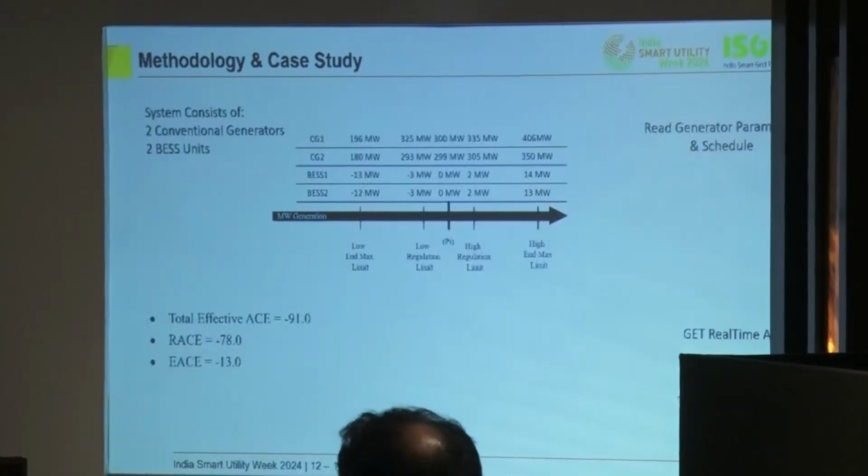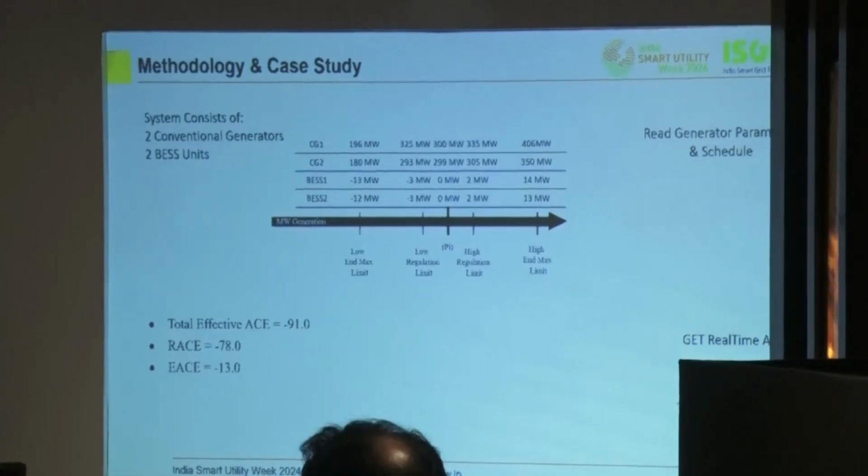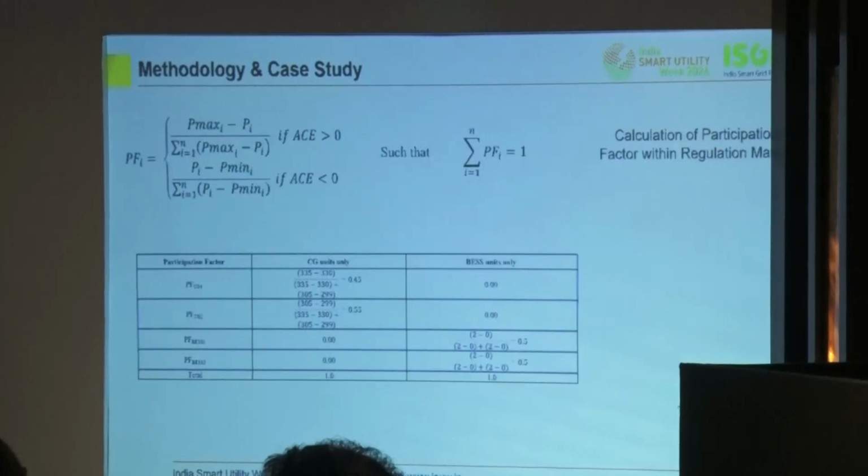So the basic objective in this problem is to find a new base point for all the generators plus the BESS, and then the software would send out pulses to the generators and the BESS to ramp up their generation. To do that, the first step is that we understand the current state of the system, and then we start calculating the participation factor of the generators. This participation factor is calculated based on the limits for each unit that we have received from the market.